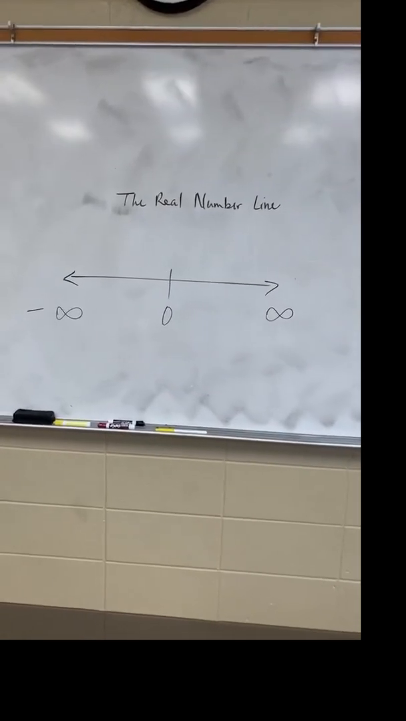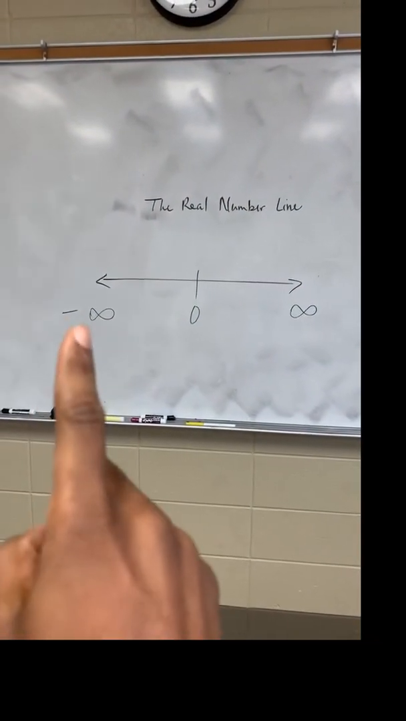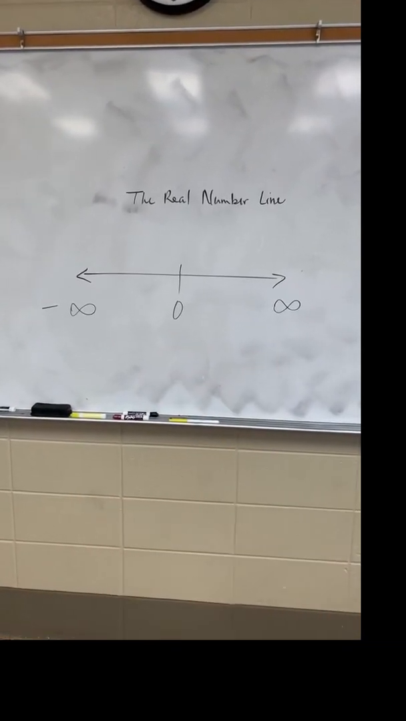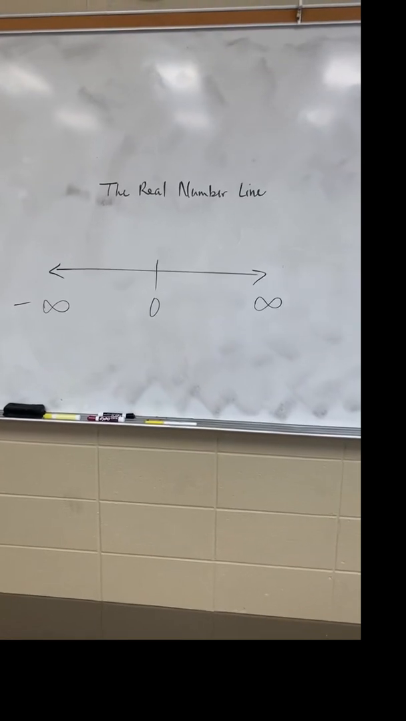All right, so here's a real number line represented by this right here, right? Negative infinity, 0, positive infinity. This pretty much covers any number you can think of. Real number line.